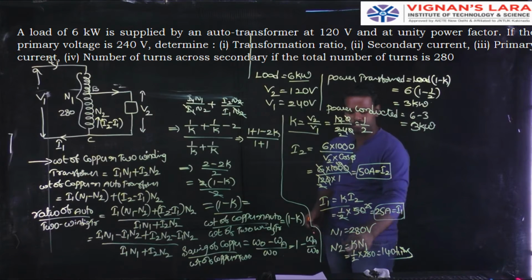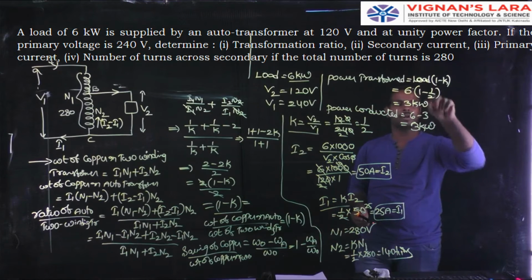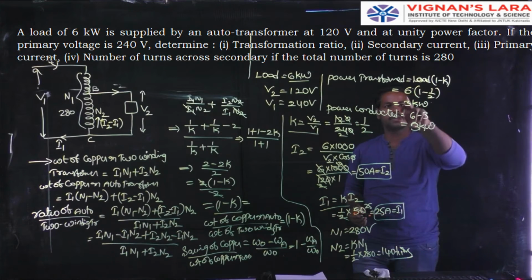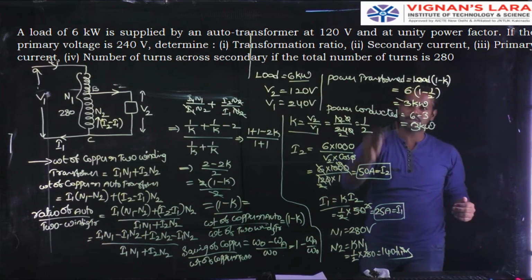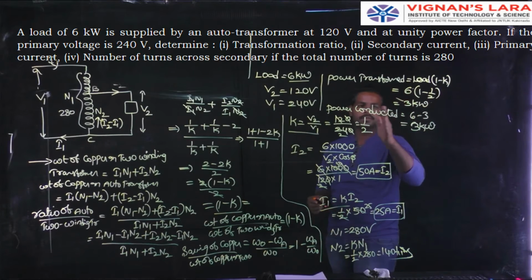Based on that equation, we can calculate the number of turns in the secondary winding. Power transformed is equal to load into (1 minus K). So it's 6 into (1 minus K), which is 1 by 2, equal to 3 kilowatts. Power conducted is equal to 3 kilowatts. Power is to be transformed from the conducted portion.